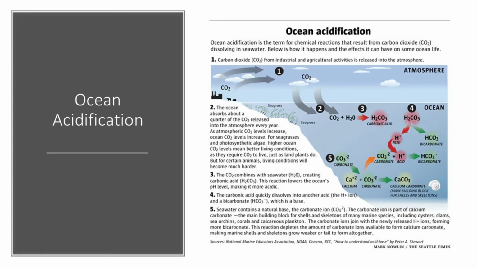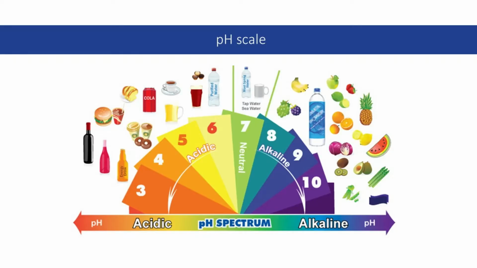It makes it more difficult for animals to build their shells, which are made out of CaCO3, or calcium carbonate, such as mussels, clams, and oysters. Ocean acidification reduces the amount of calcium carbonate available to the animals in the ocean. It takes more time and energy for shellfish to build their shells, and the shells become weaker. The scale used to measure acidity in the ocean is called the pH scale.